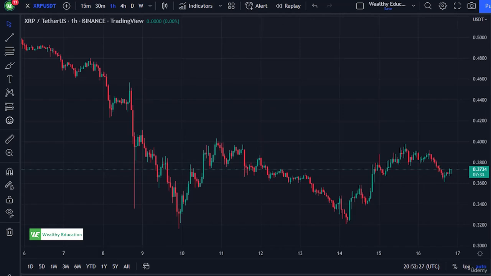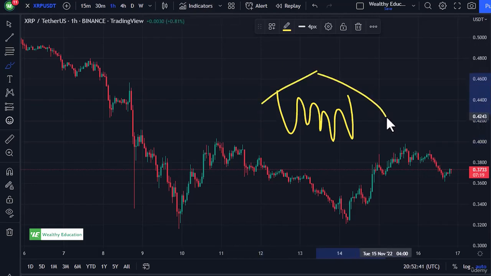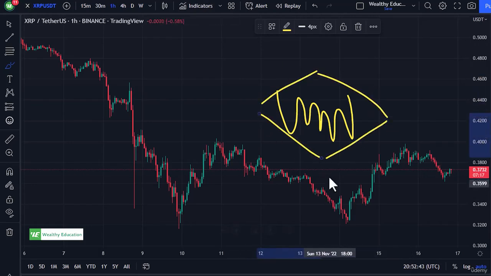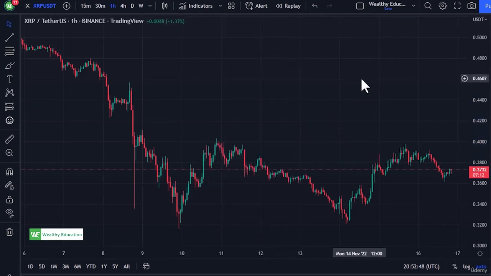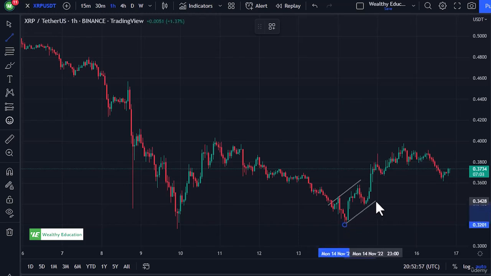Now, a diamond pattern is simply a huge conglomeration of candlesticks that make a noisy area that then has a diamond shape to it, as you would expect. So really what you're doing is drawing trend lines around and trying to form a diamond pattern. And the idea is that you have multiple areas where people are going to be looking for support and resistance in this area.